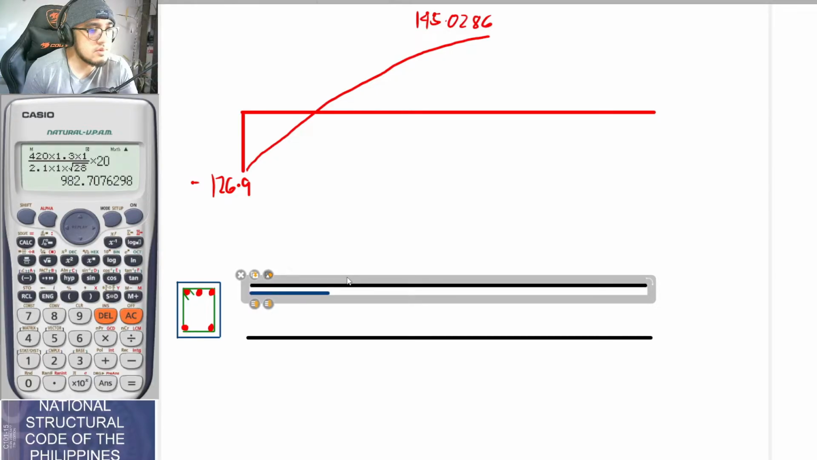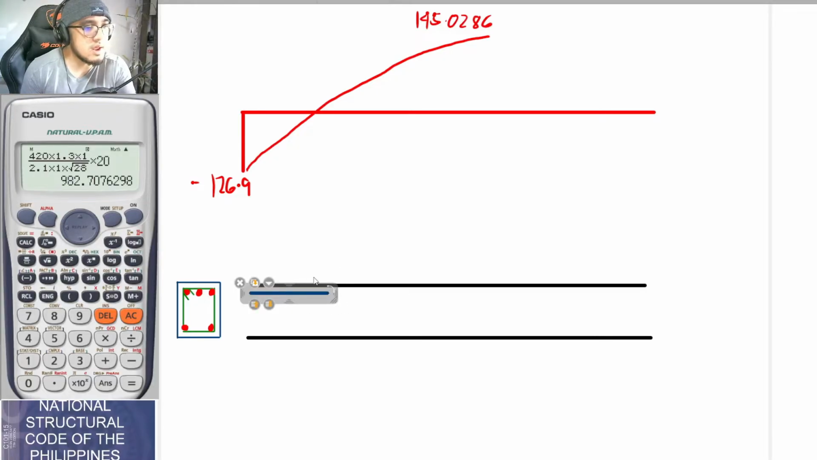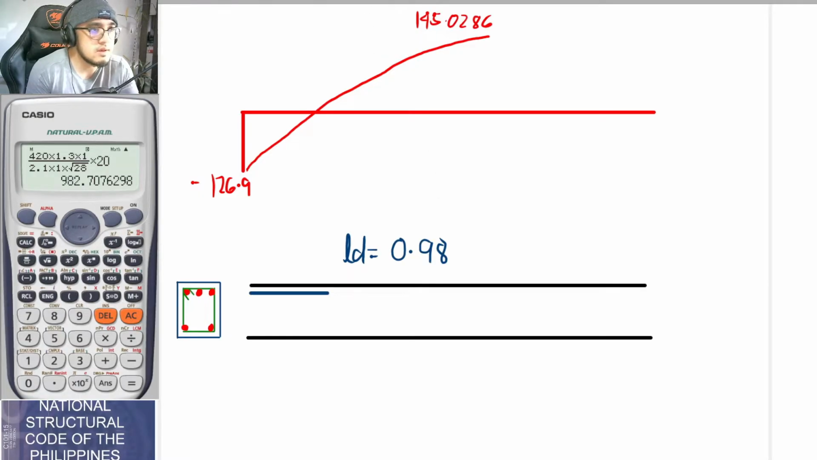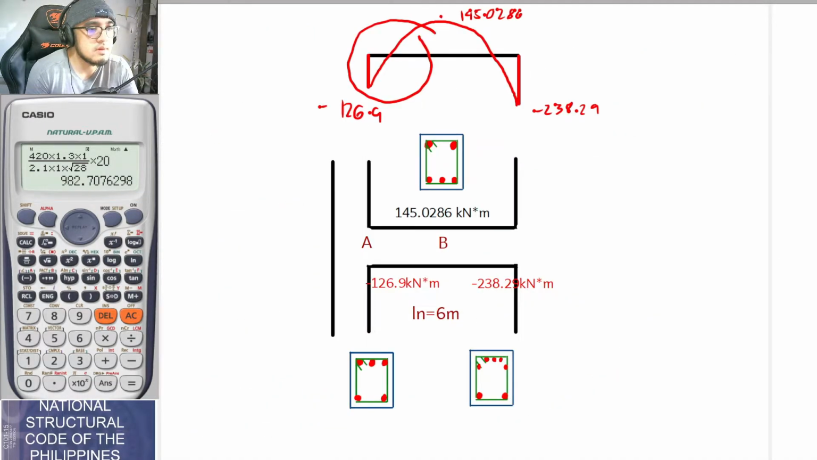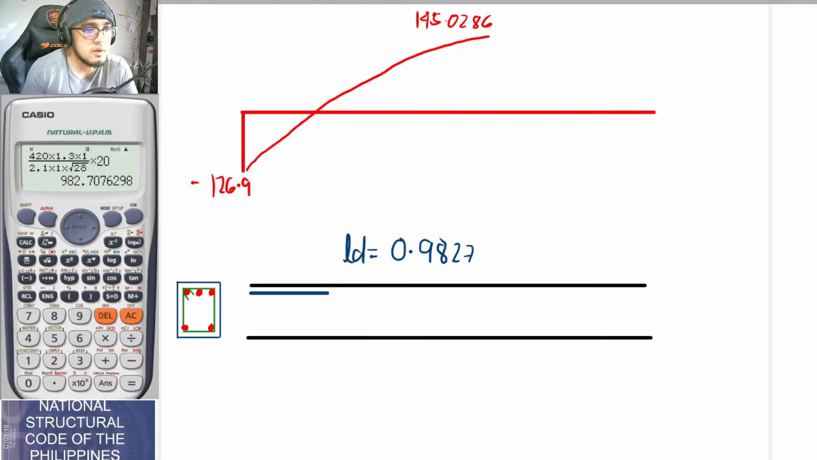Okay, so it would now basically look like this. So what is to be this length? As per the minimum, your LD is to be 0.98 something. I forgot. So 0.9827 meters.